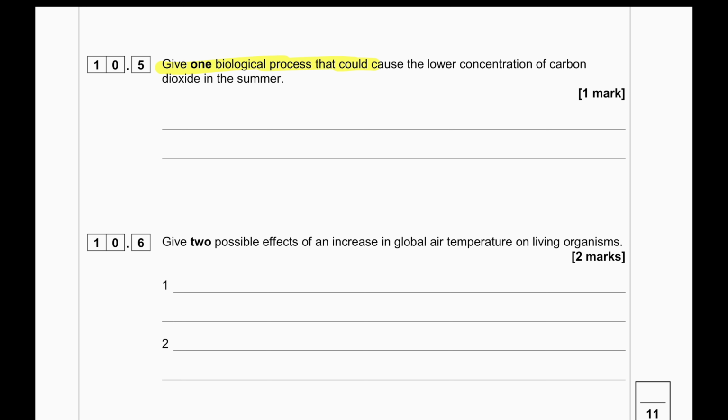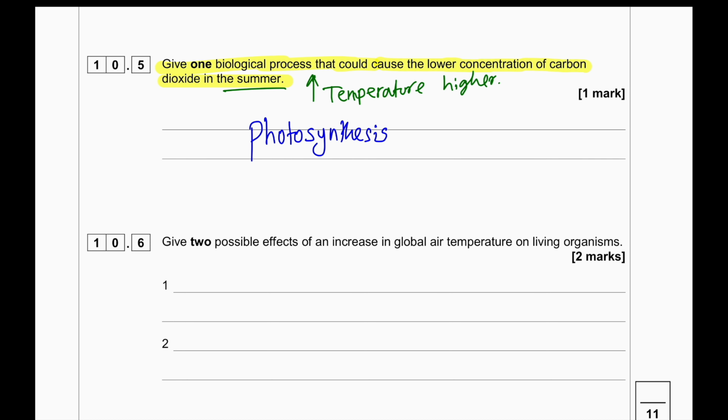Give one biological process that could cause the lower concentration of carbon dioxide in the summer. So in the summer, the temperature is generally higher. Temperature is higher. That means a faster rate of photosynthesis can occur. So we'll just say photosynthesis.